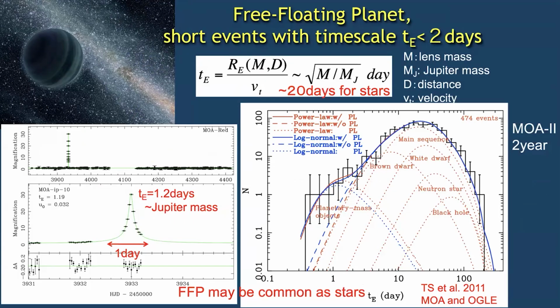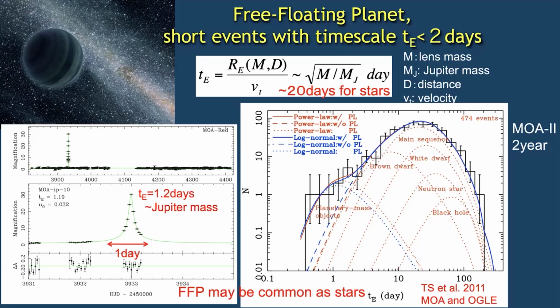In the observation by the MOA collaboration during 2 years, we found about 10 short timescale events with timescale of less than 2 days. So here is one example. The light curve for 2 years. There is only one magnification during the 2 years.